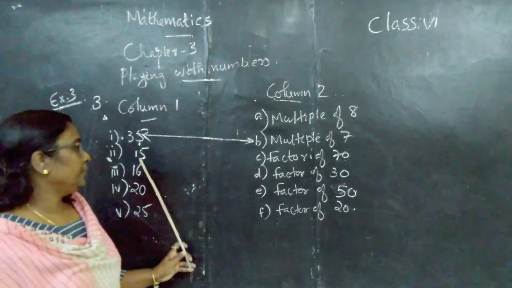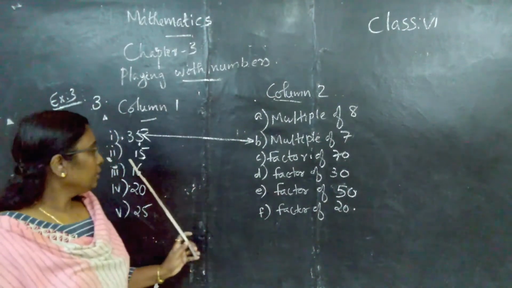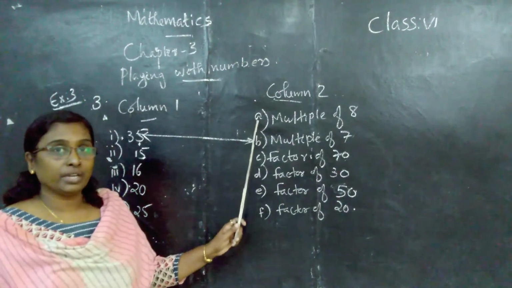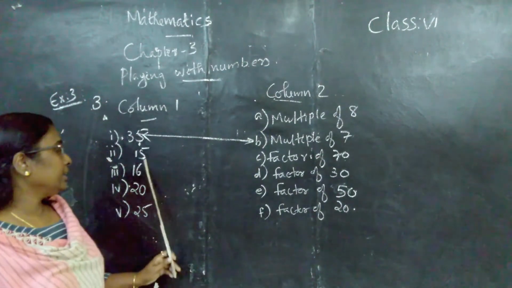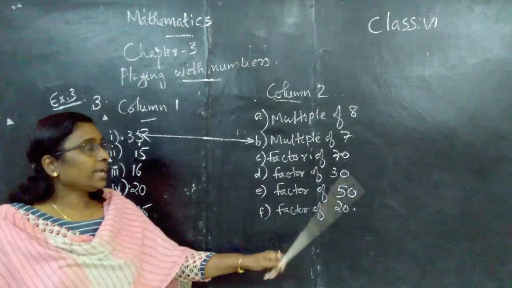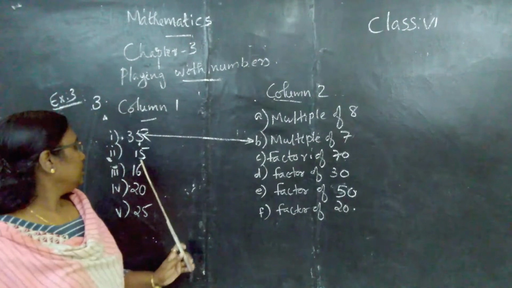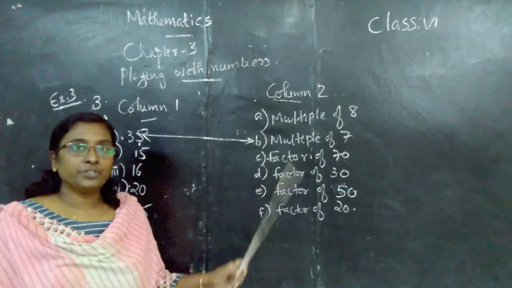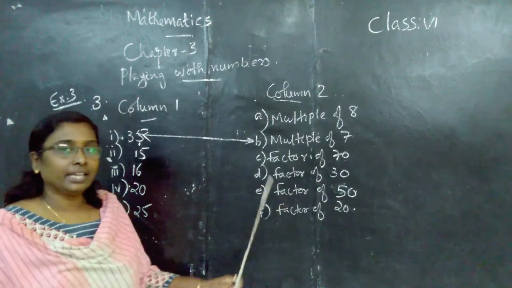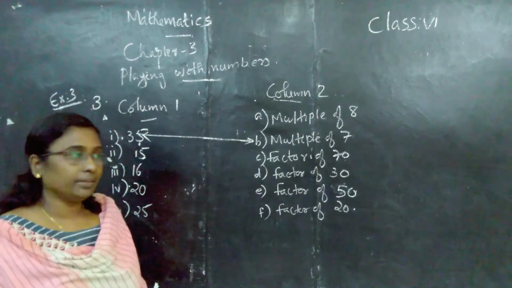The next one, 15. Is it a multiple of 8? No. The multiples of 8 are 8, 16. So, not a multiple of 8. Then, factor of 17. Is 15 a factor of 17? No. Factor of 30. What are the factors of 30?